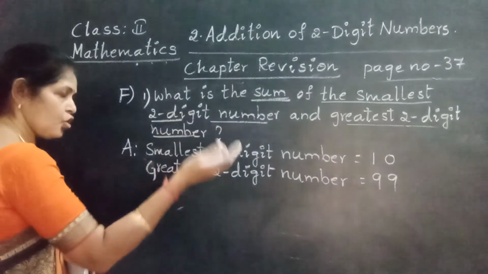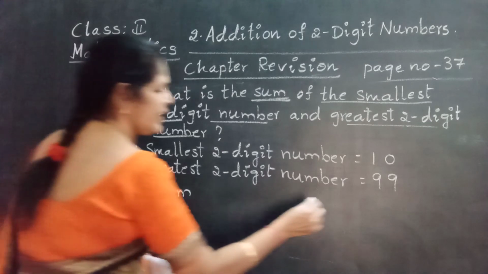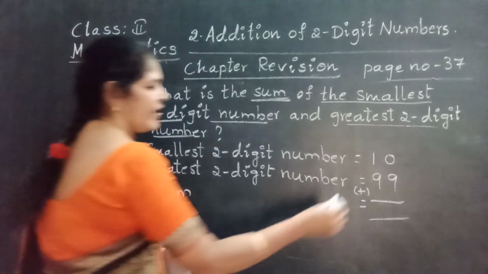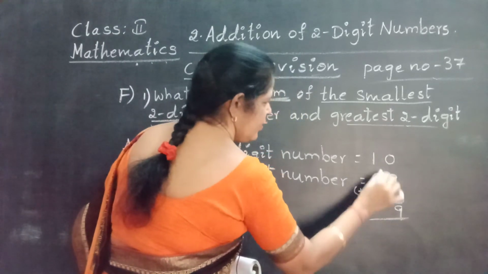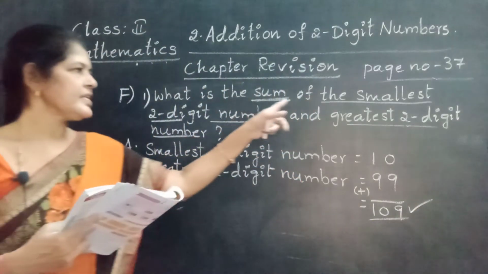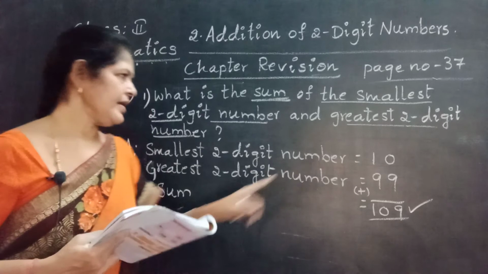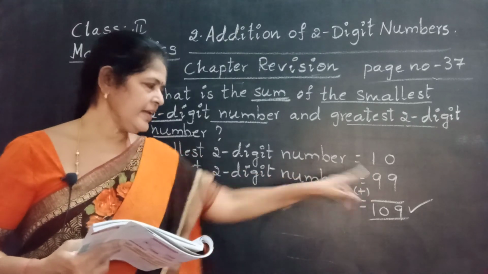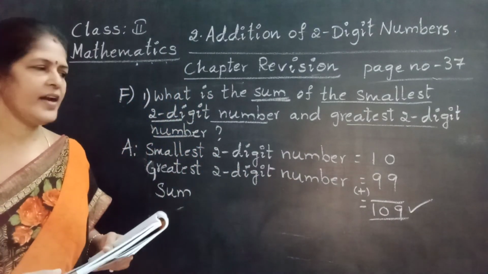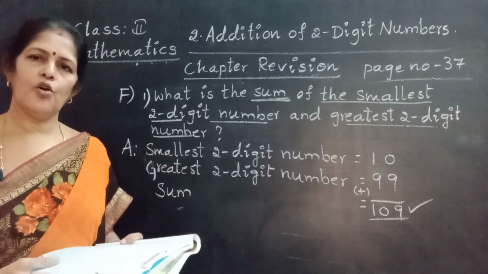Then the sum of. The sum of means total. What is the sum of the smallest? Sum means total. That means put the plus. 10 plus 99. Very good. 0 plus 9, 9. 1 plus 9, 10. The sum equals 109. Smallest two-digit number is 10. Greatest two-digit number 99. Sum means total. 10 plus 99, 109. Okay? You also note down question and answer in your homework book.